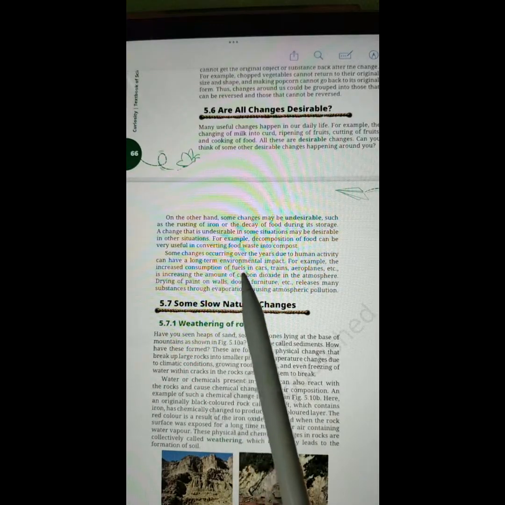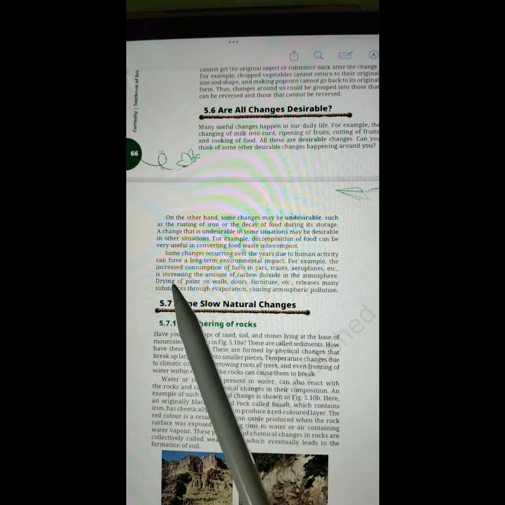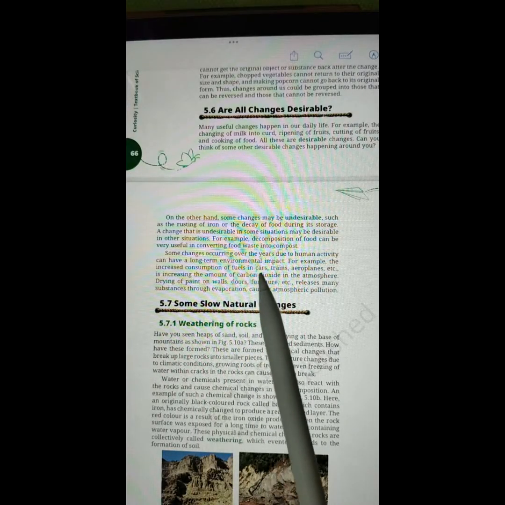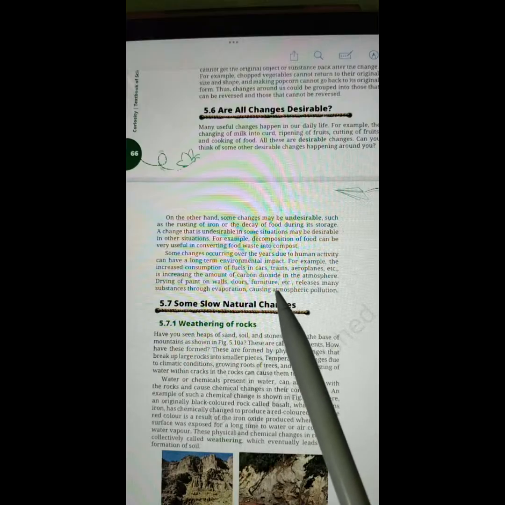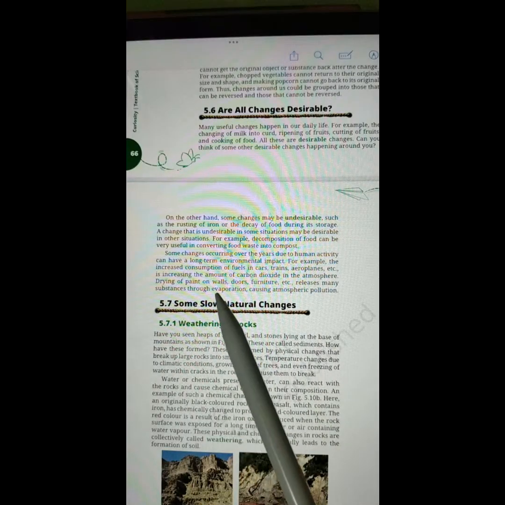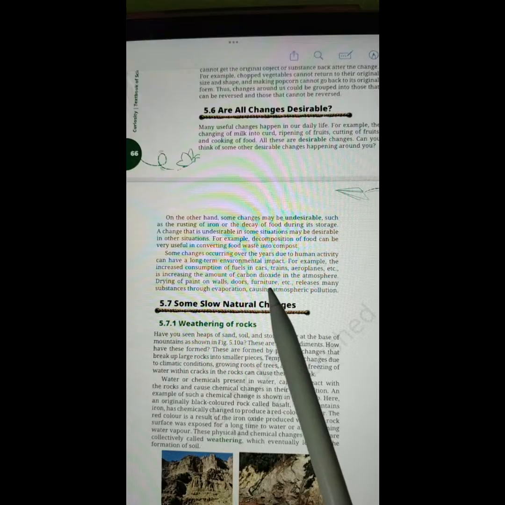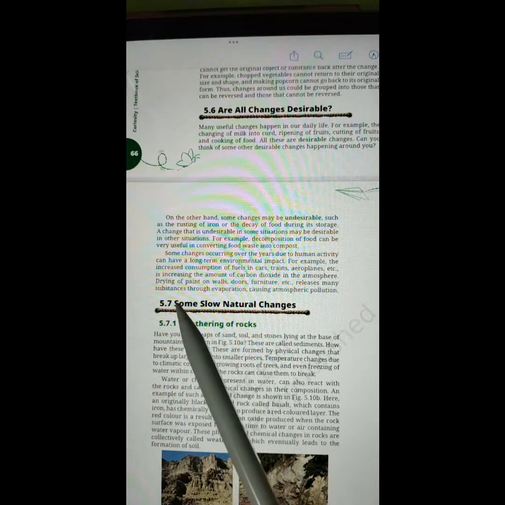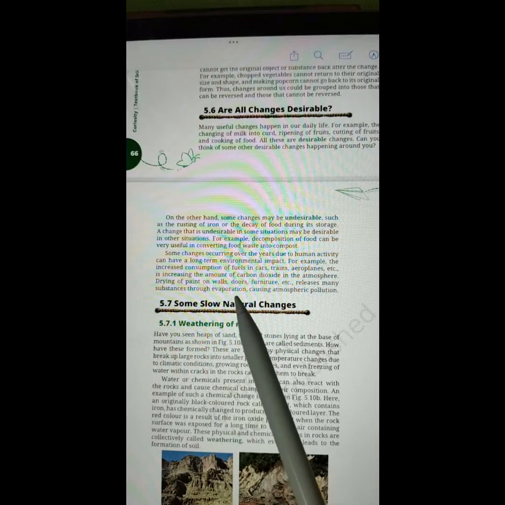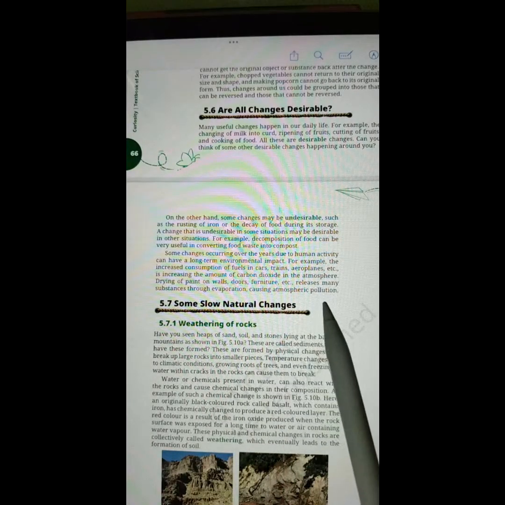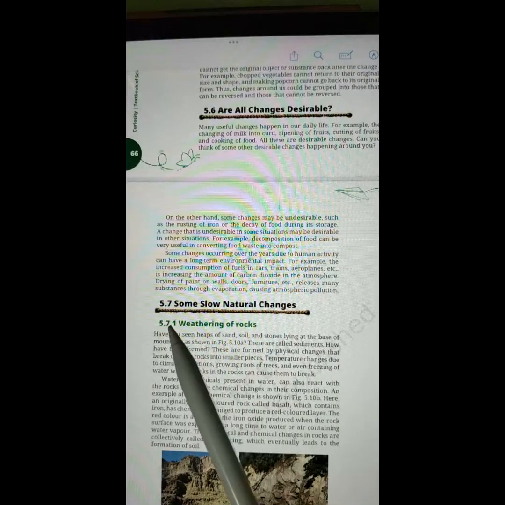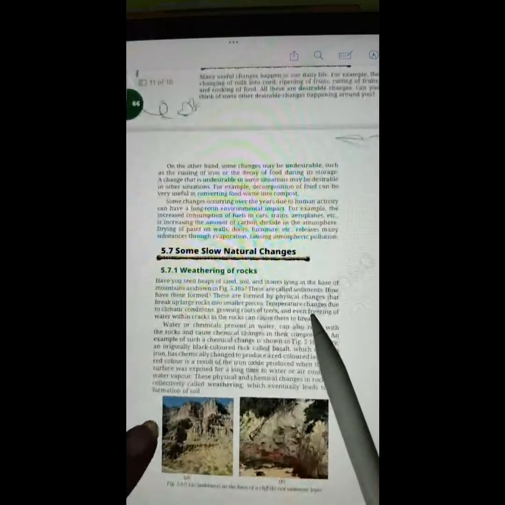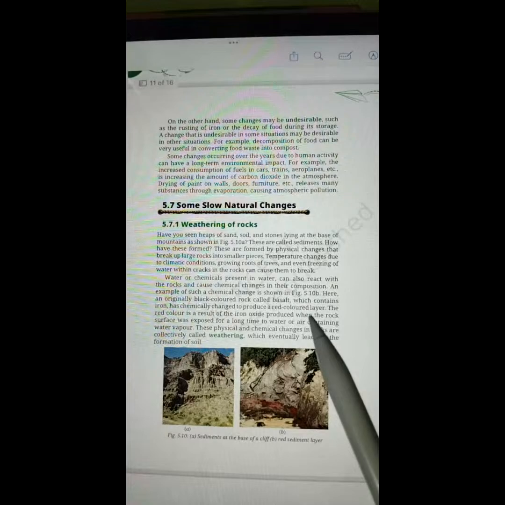Some changes occurring over the years due to human activity can have a long term environmental effect or impact. For example, the increased consumption of fuels in cars, trains, aeroplanes, etc., is increasing the amount of carbon dioxide in the atmosphere. Drying of paint on walls, doors, furniture, etc., is releasing many substances through evaporation, causing atmospheric pollution.